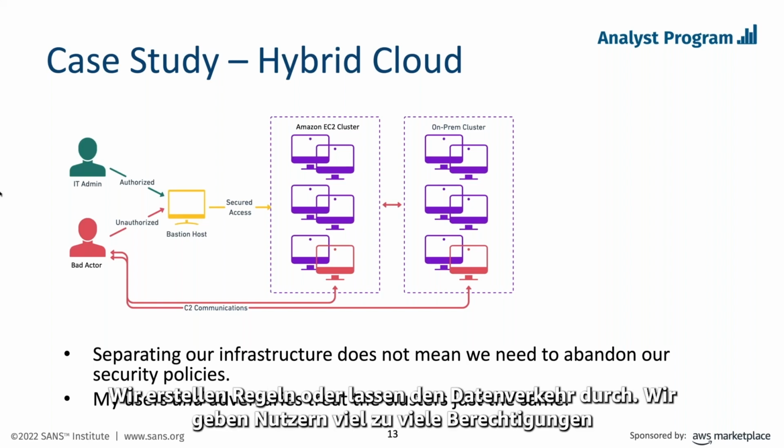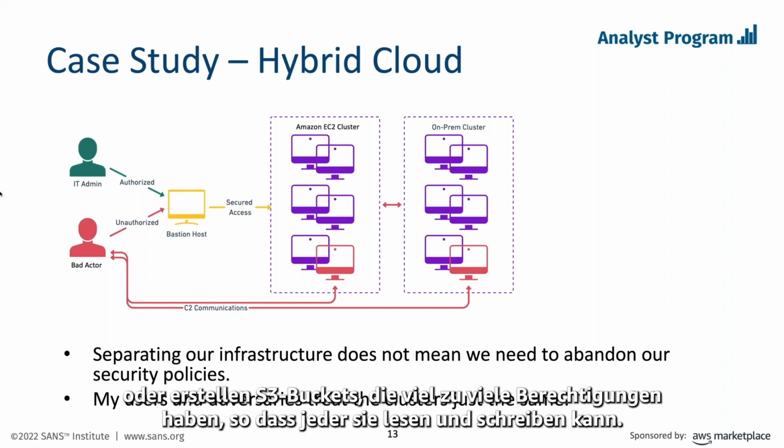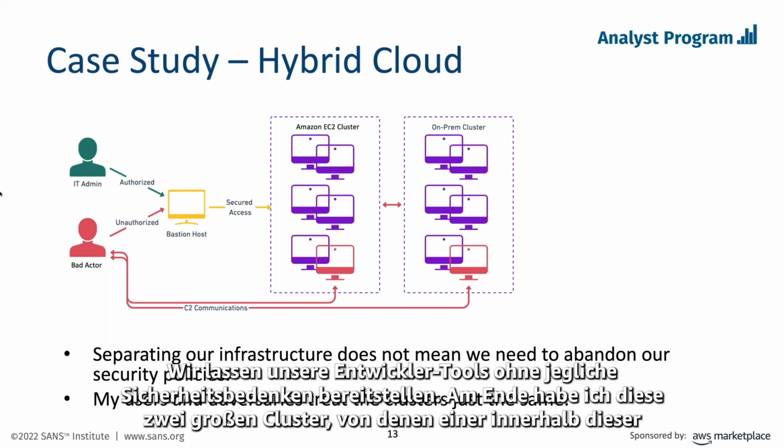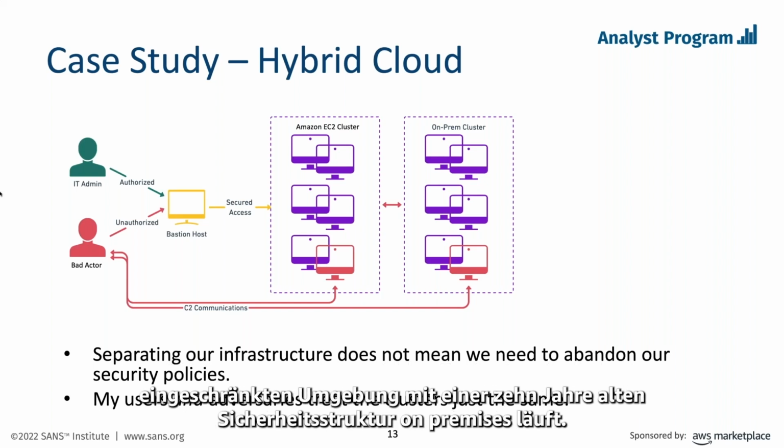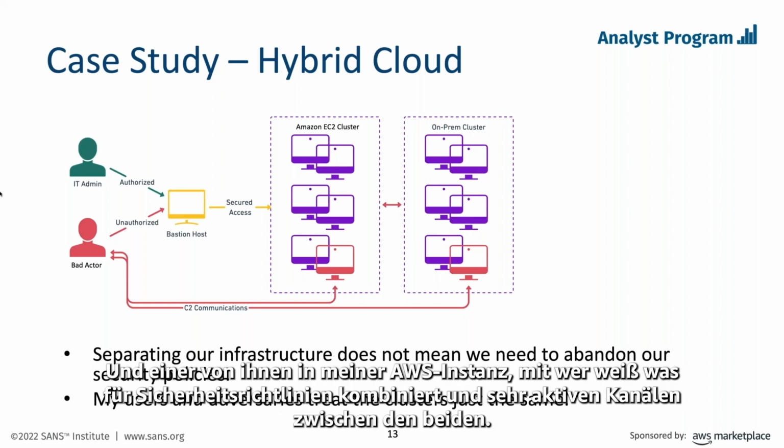We create rules, or we allow traffic to go through, or we give usernames far too many permissions, or we create S3 buckets that have far too many permissions available on them so anyone can read and write from them. We let our developers deploy tools without any security concerns around them. And I end up with these two big clusters, one of them being on-prem inside of that contained environment with a decade-old security posture, and one of them in my AWS instance with who knows what security policies combined and very active channels between the two.